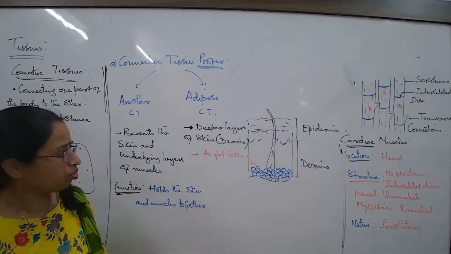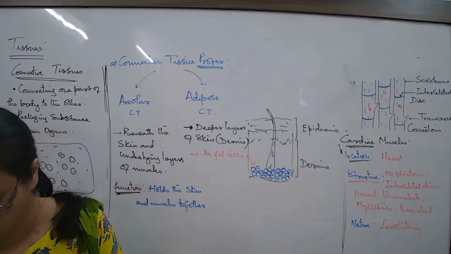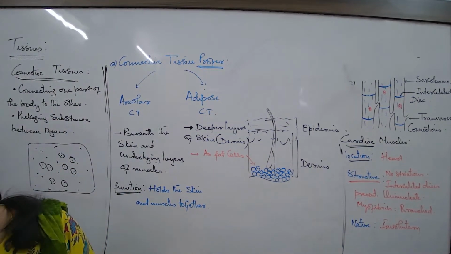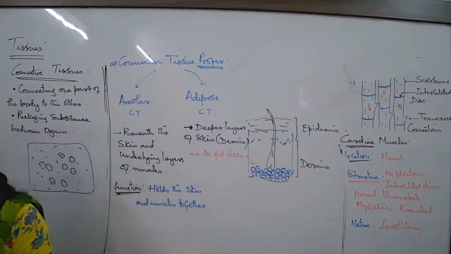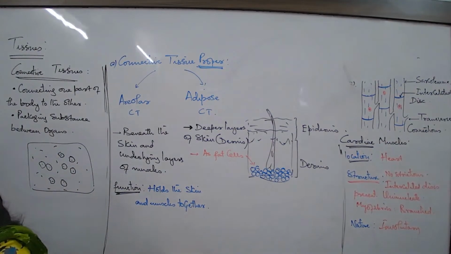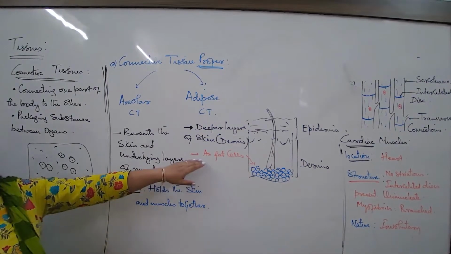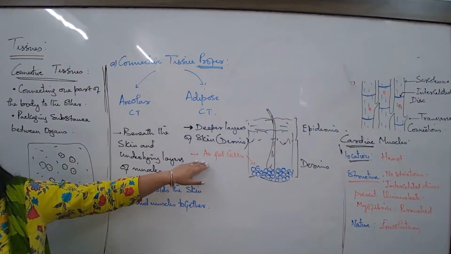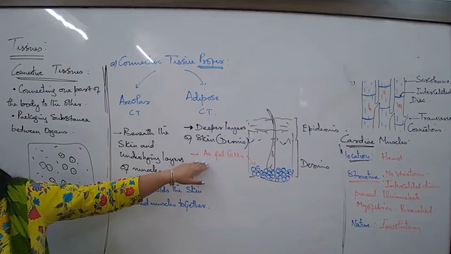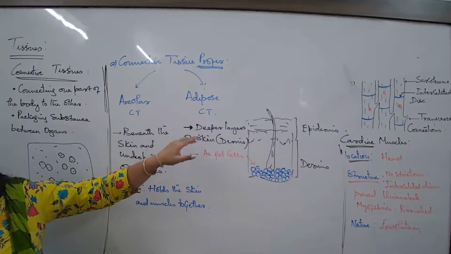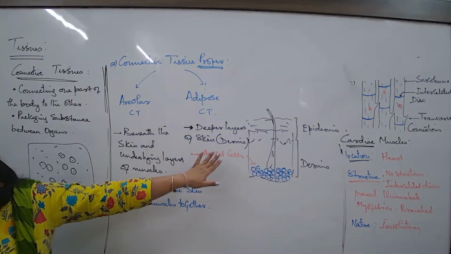Okay, let us continue. We were talking about adipose tissues. What are adipose tissues? What are their locations and functions? What is the location you are supposed to remember? Deeper layers of the skin, that is in the dermis. In what form are adipose tissues present? In the form of fat cells.